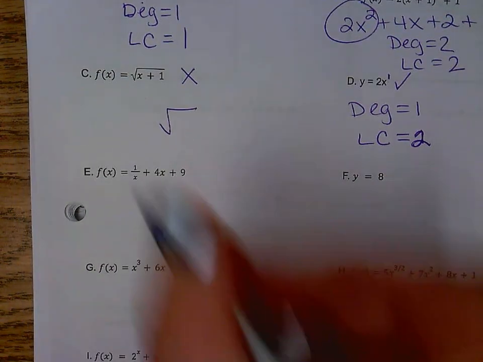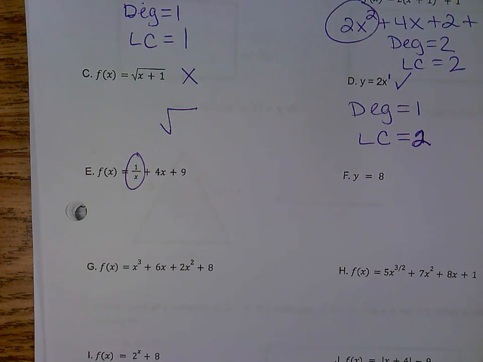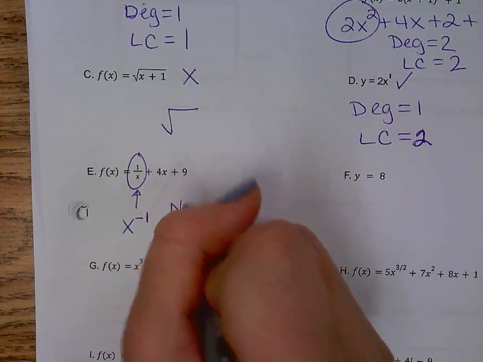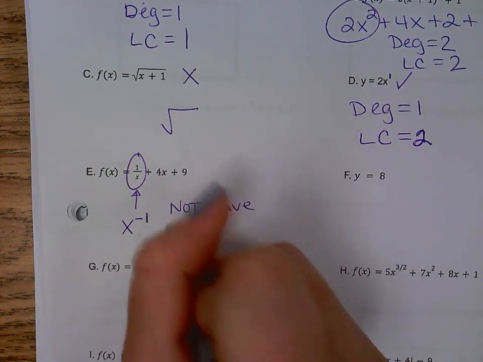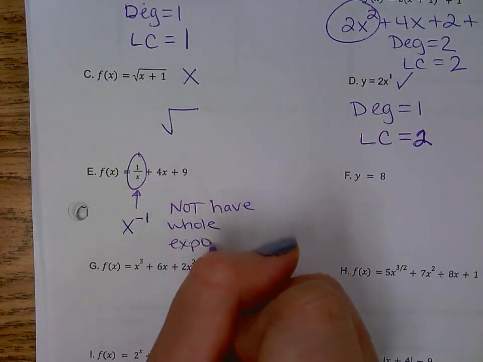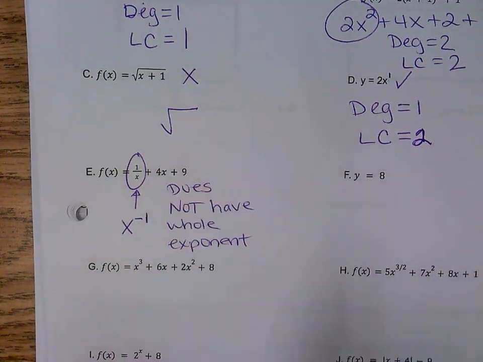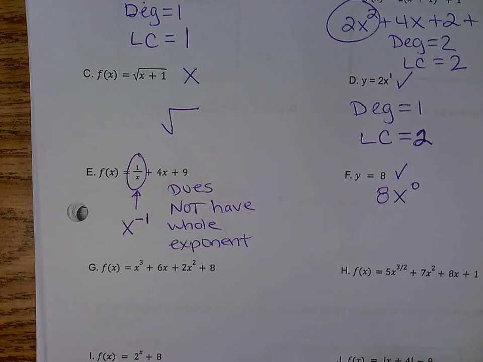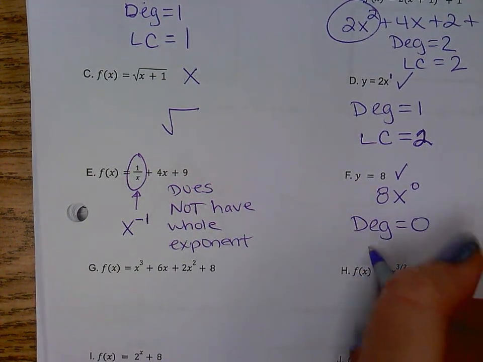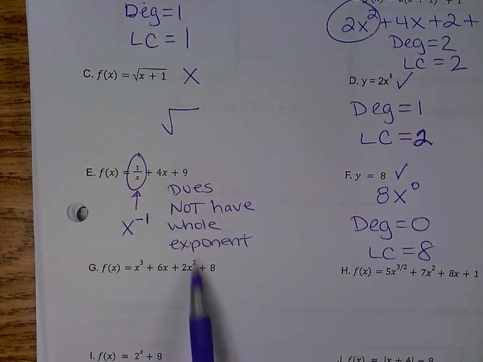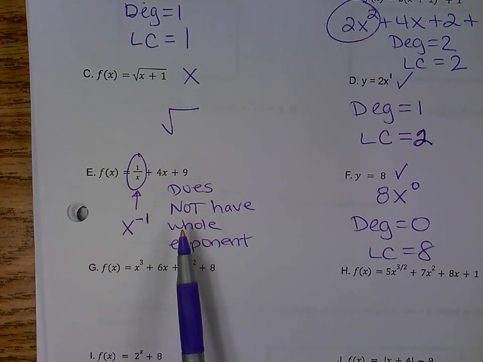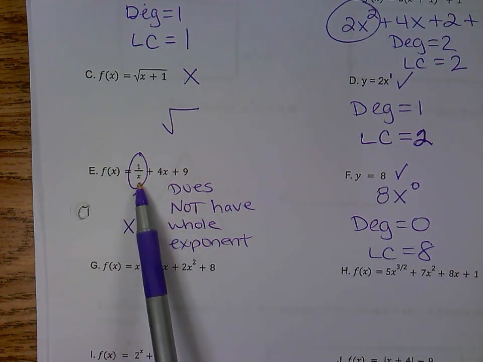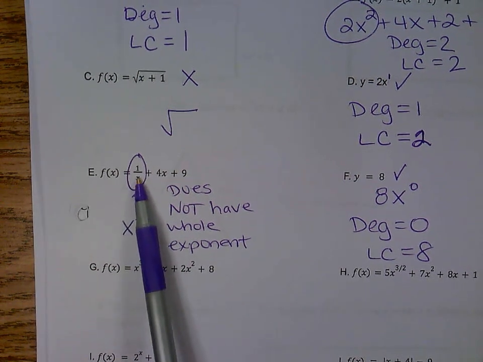E fails. It has x in the denominator, and this is x to the negative first power. So it does not have a whole exponent. This is okay. This is like 8x to the 0 power. So my degree is 0. My leading coefficient is 8. Do you have a question on that one? On number E, letter E? And 4x squared. It still fails for it. This is the one that's making it be a problem.